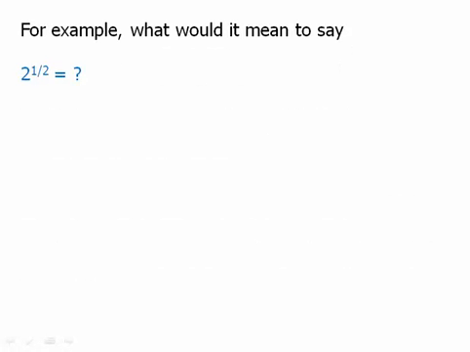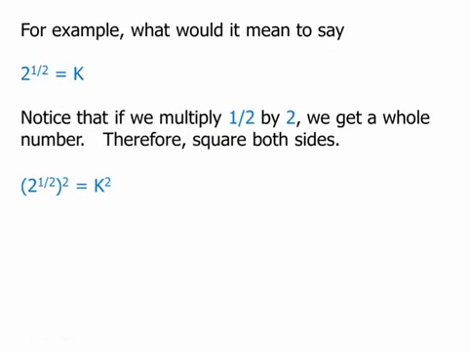For example, what would it mean to say 2 to the power of 1/2? Well, gee, let's think about this. We could do mathematical operations if we have another side to that equation. So let's just create a dummy variable k. We'll call the output k. 2 to the 1/2 equals k. Well, notice that if we multiply 1/2 by 2, we get a whole number.